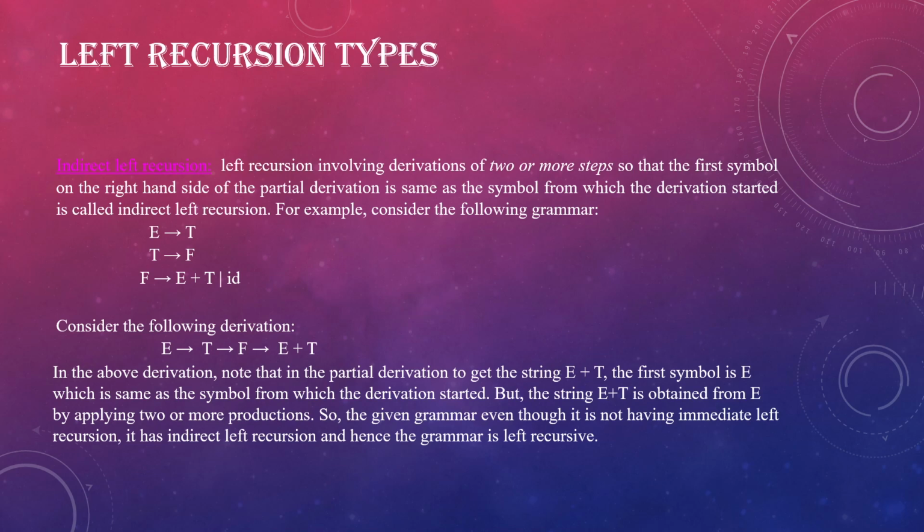Here we can note that in the partial derivation to get the string E plus T, the first symbol is E, which is the same as the symbol from which the derivation started. But the string E plus T is obtained from E by applying two or more productions. So the given grammar, even though it has immediate left recursion, also has an indirect left recursion, and hence the grammar is left recursive.